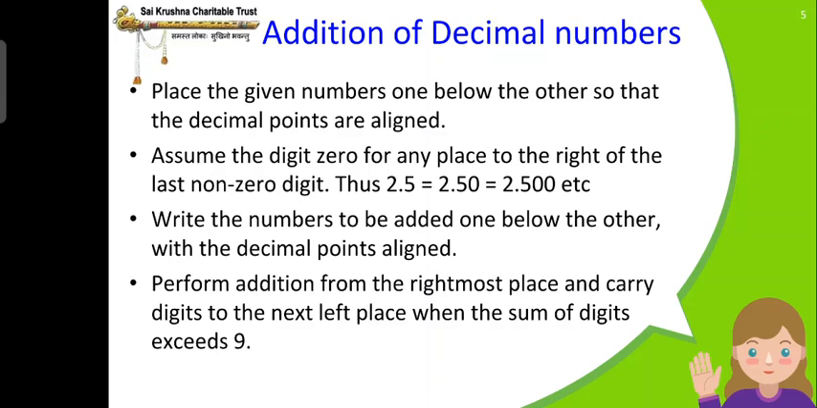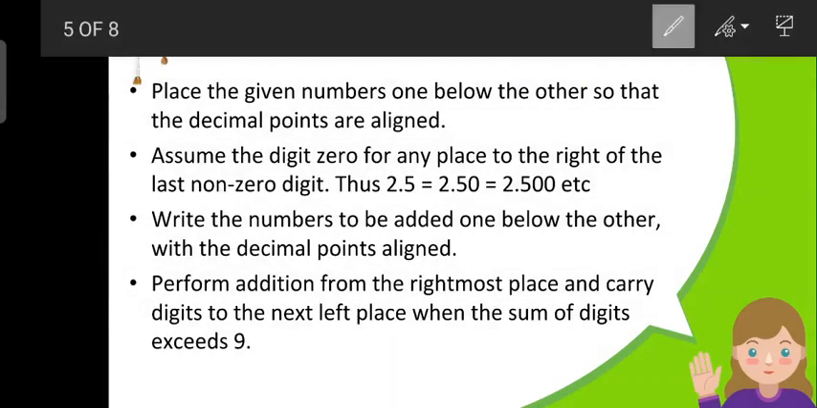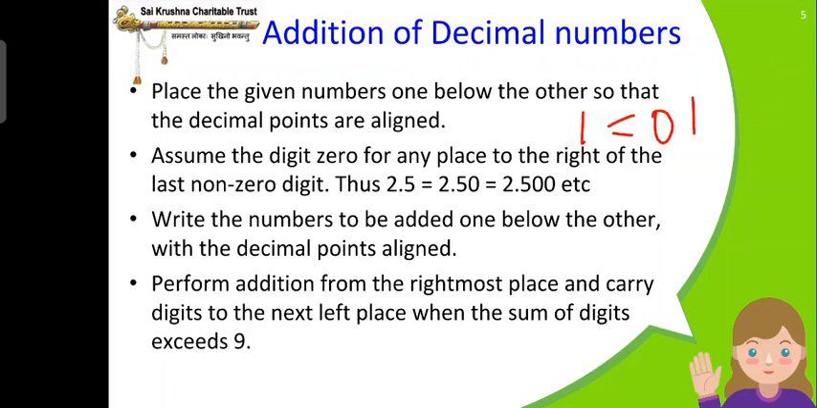Just like for whole numbers, when we add 0 to the left of a number, for example, see here, 1 is there, 1 is also the same as 01, right? So the 0 to the left of a whole number carries no value. Similarly, for a decimal number, when you add a 0 to the right of a decimal point, it does not carry any value. Okay.